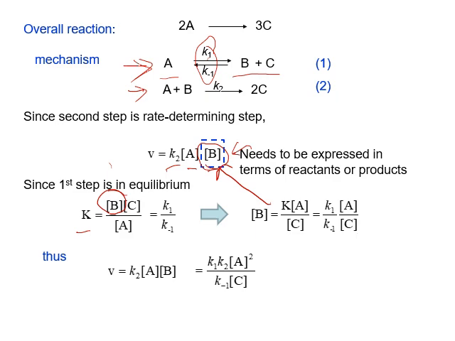Okay, finally, we have this equation shows that the overall rate law is the second order with respect to reactants, all right, and inversely proportional to the product.